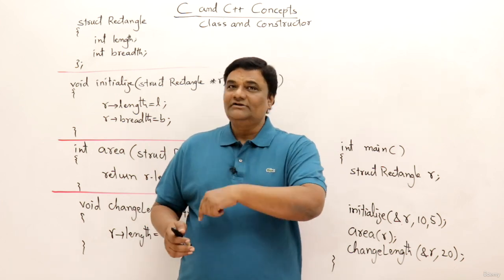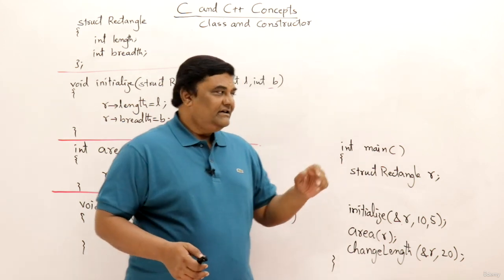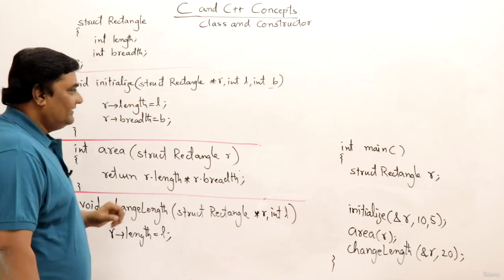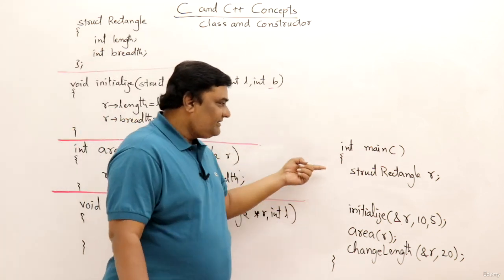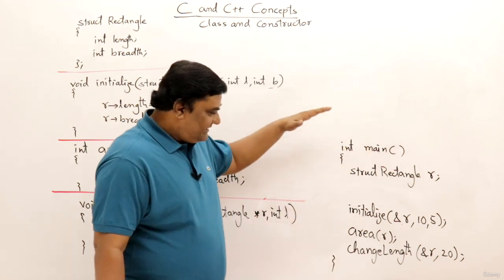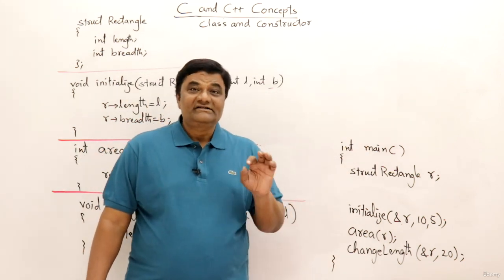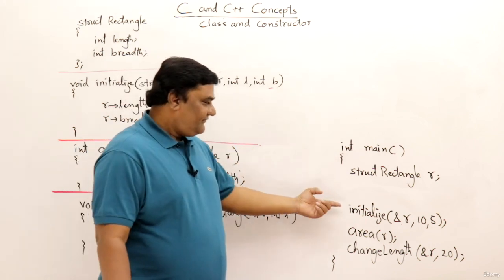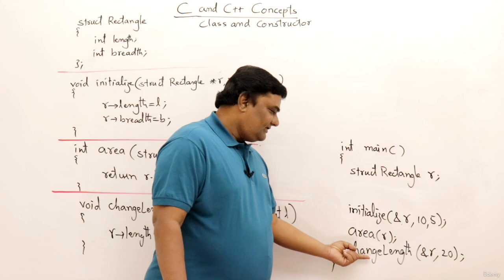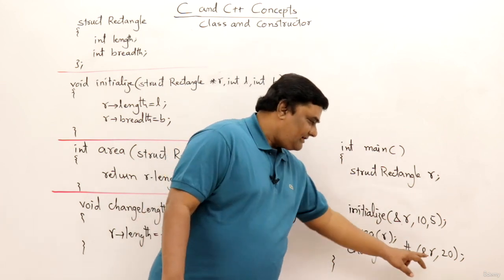Before that, quickly I will go through this example once again and then I will transform it. Here I have a structure called rectangle, which has length and breadth. Inside the main function, I am declaring a variable of type rectangle. There is no processing involved, no operations, just function calls: initializing a rectangle, finding the area of a rectangle and changing its length. In all these functions, I am passing rectangle as a parameter.